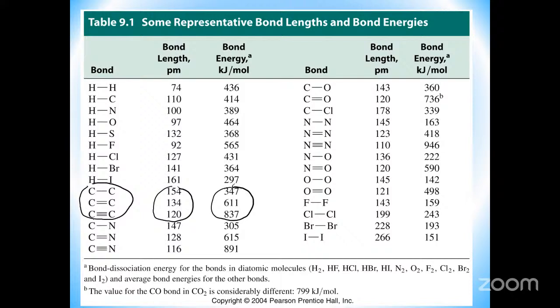If you look at these 3 right here, different atoms, but same type of multiplicity, the bond length decreases with increasing multiplicity of the bond, and the bond energy increases with increasing multiplicity of the bond, all right? We see the same trend here.